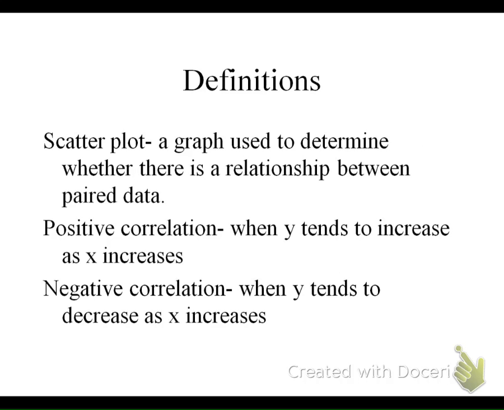So the first one is a scatter plot. I already talked about it a little bit, but a scatter plot is a graph used to determine whether there is a relationship between paired data. Paired data means you're comparing two things like height and weight, or time studying and test grade. So there's always two things you're talking about. If they are going up together, if y is increasing with x, it has a positive correlation. If y tends to decrease as x increases, we say it's a negative correlation. And I'll show you pictures of each of those in just a second after you get the definitions down. Any questions?